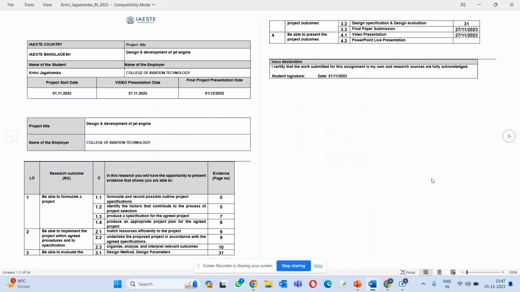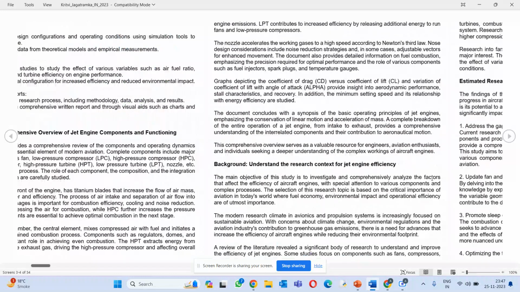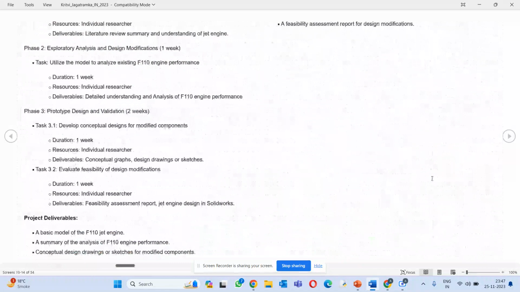To give you a roadmap of what to expect, we will start with an overview of the key components, including the fan, air intake, airflow inside the jet engine, low pressure and high pressure compressor, combustion chamber, high pressure and low pressure turbine, nozzle, and the overall working of the jet engine. Let's start with the fan.